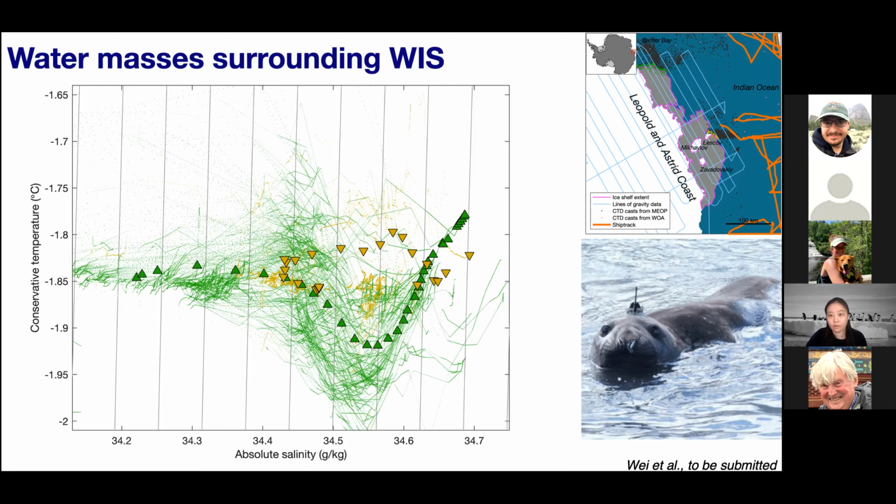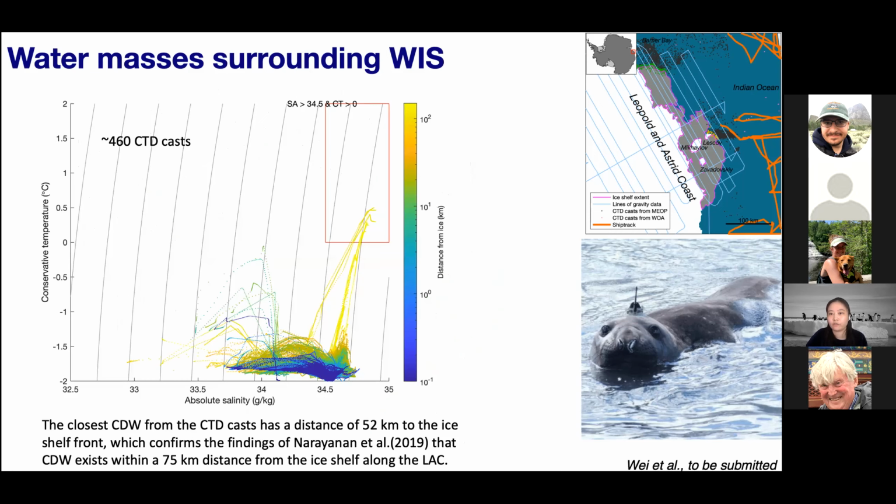If we look at the temperature salinity diagram, it shows mainly cold water mass with conservative temperature below minus 1.7 Celsius degree near the calving front of West. Expanding the search for CDW, we also look at all the CTD casts near West. The color is the distance from the closest ice. So yellow means very far away, and blue is much closer.